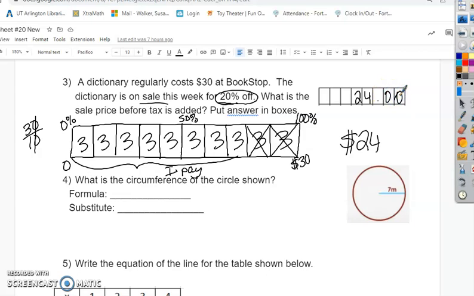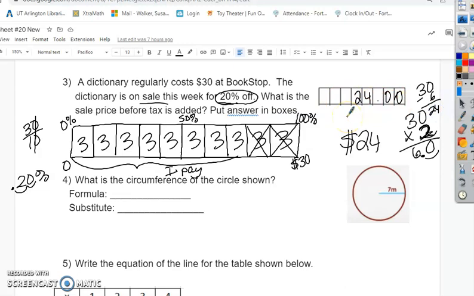The other way you can do this is change the percent to a decimal, 0.20, and multiply. That's what we do most of the time. So 30 times 0.20 is 6, so $6. That's my savings because 20% is my savings. That represents my savings. $30 minus 6, which is 24.